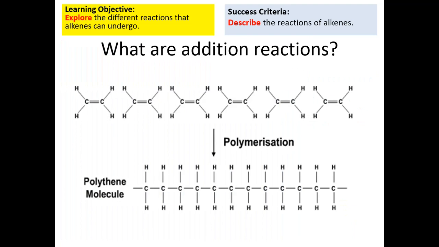So, what we're going to look at now are the different reactions of alkenes. What I'd like you to do is look at each one individually, make some notes, and then what we're going to do is put it all together in a simplified table after you've done it.